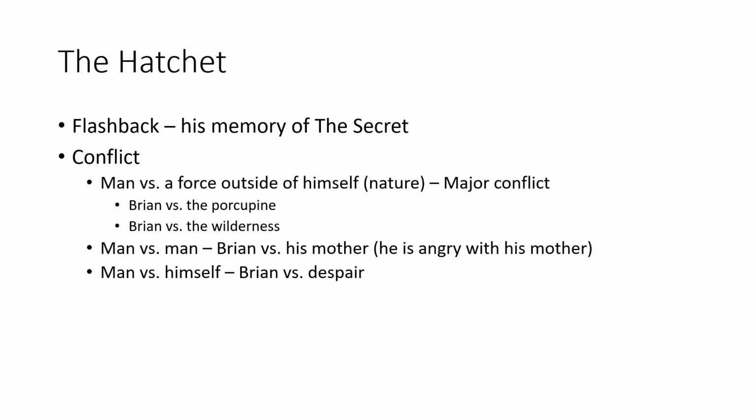Okay, the Hatchet. So the Hatchet starts out early in the story with a flashback. A flashback is when they take a break from the current time in the story and tell you something from the past. So Brian's flashback has to do with the secret, right? He talks about the day when he and his friend were riding bikes and he sees his mom with another man that's not his father, and he knows that she's cheating on his father, right? So this is like this terrible memory in his mind.